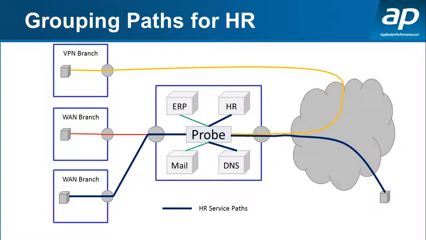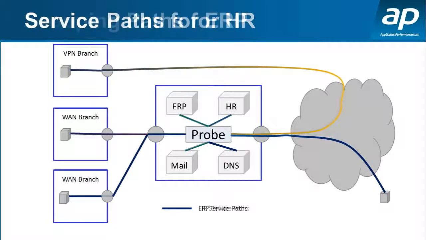So we can now see that we can group these paths together, and we can call these paths the HR service, so that if any path fails and it's a member of a particular grouping, we can immediately see the services that are being disrupted because of a path that's associated with that service having a problem.